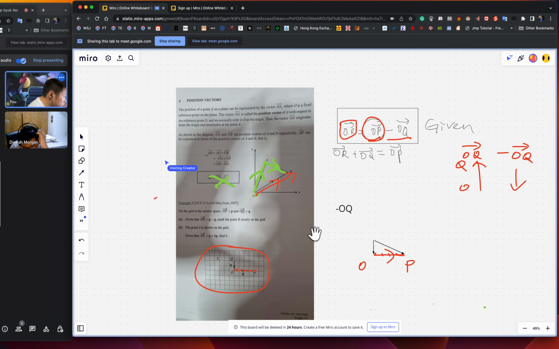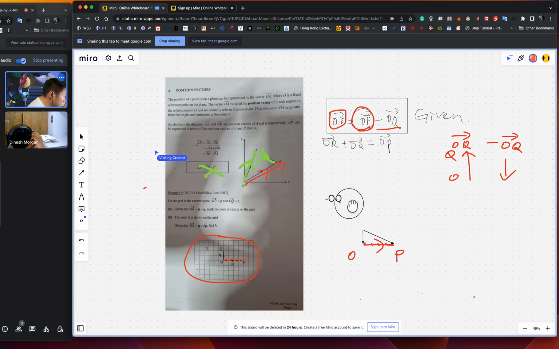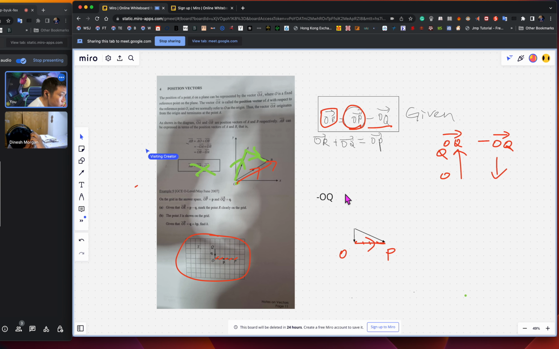How do I move it? Oh, okay, good. So, oh no, I don't want to move like this. I want to move. So I just click on this. Then can I move? Okay, sorry. I'm learning how to use this.